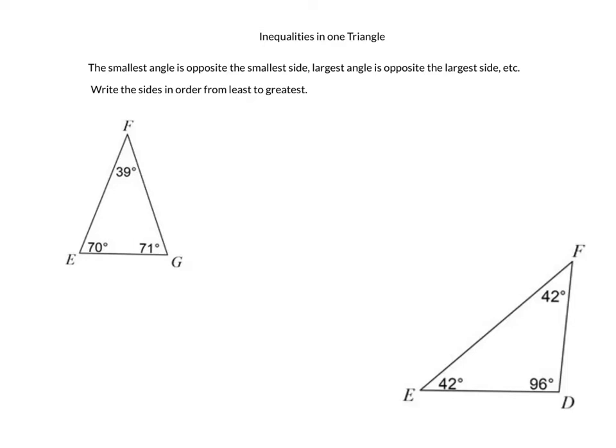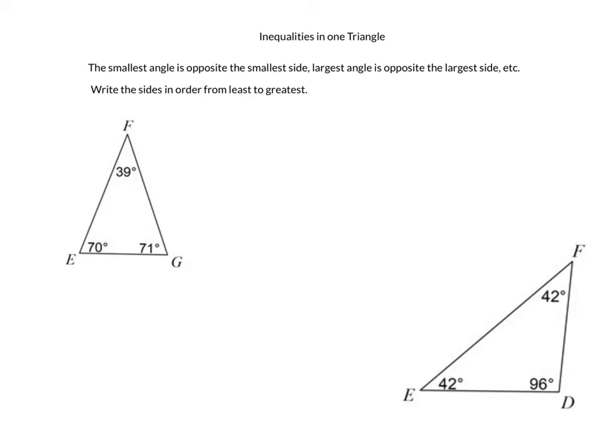All right, so this is called Inequalities in One Triangle, and if you want to pause this so you can write down in your notes what I have typed up there: the smallest angle is opposite the smallest side, the largest angle is opposite the largest side, and I don't think it's a word, but the mediumest angle would be opposite the mediumest side. So however you want to process that.